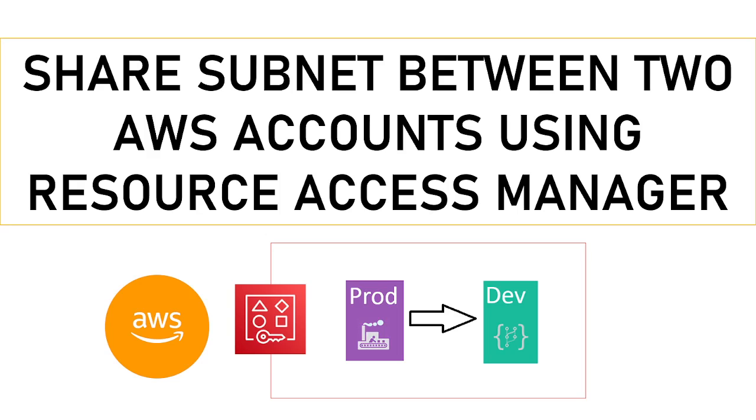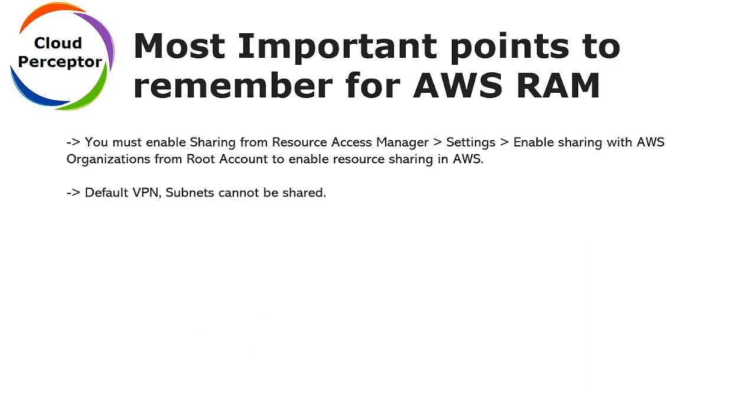But there are some important rules that you need to remember, which I'm going to show in the next slide. The first rule is you must enable sharing from Resource Access Manager settings. There is an option to enable sharing with AWS Organizations from the root account to enable resource sharing in AWS. This is the most important point.